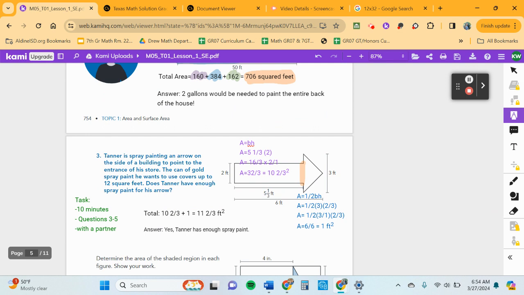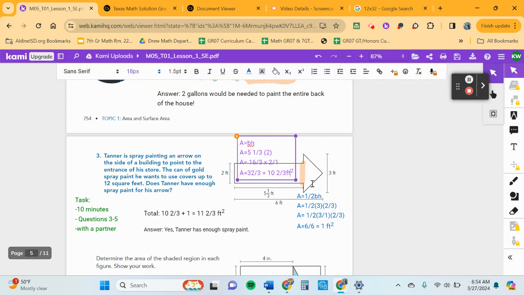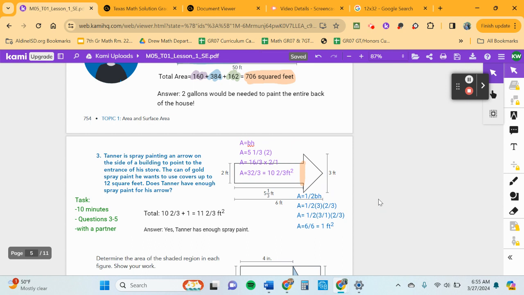All right, now that you've had time to work, let's review our answers. For number 3, you should have calculated the total area of the rectangle and the triangle. You should have gotten 10 and 2/3 feet squared for the rectangle and 1 foot squared for the triangle. Sorry, I forgot the units.